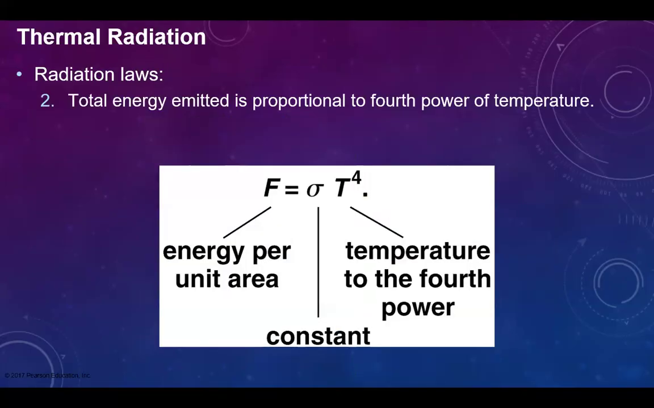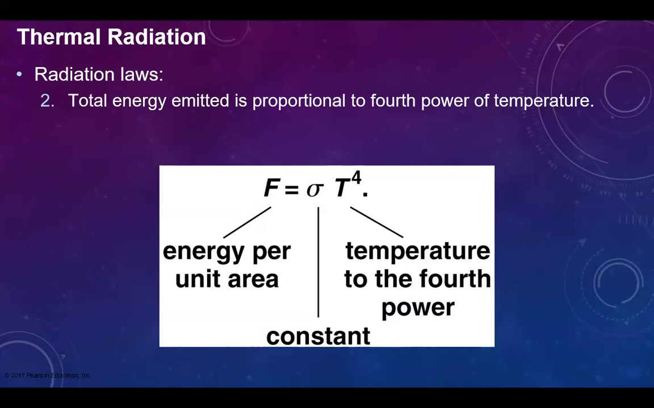The second is that the total energy emitted is proportional to the fourth power of temperature. The hotter something is, the more light it flings out. And that's proportional to the fourth power of the temperature. So it goes up real fast. This means if you know the temperature of an object and how much light it's flinging out in total, so this is energy per unit area, you can figure out how big it is. So that's how we figure out the size of stars.